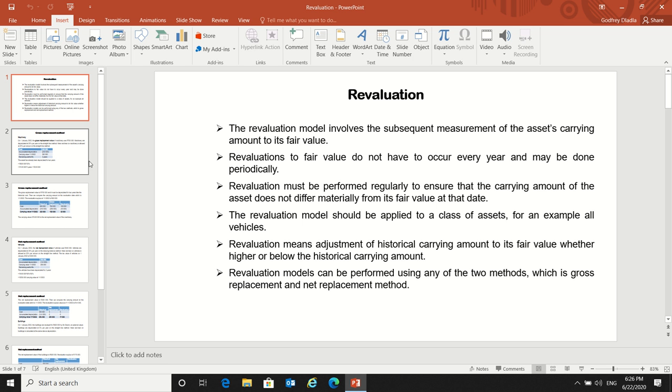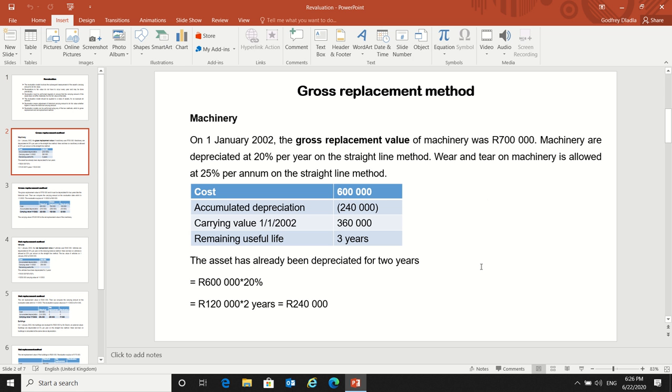Right. Now, let's address the first model. The first method is the gross replacement method. Now, the figures that I'm using in this exercise are figures that are in your class exercise 1, right, that I've supplied. If you look at these figures here, just take the machinery. They are saying to you that on 1 January 2002, the gross replacement value of the machinery was 700,000.